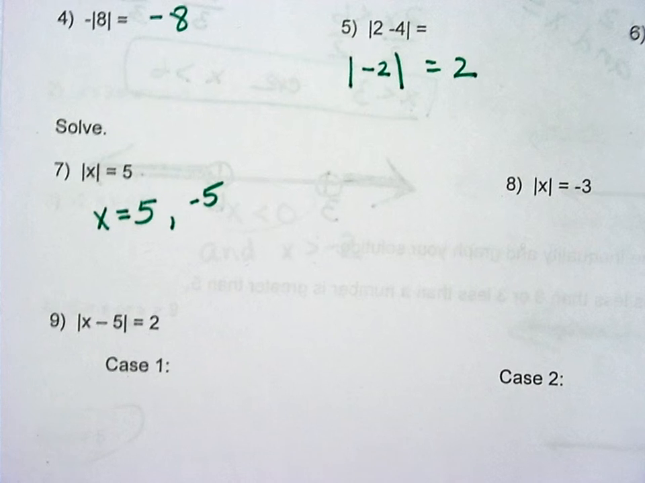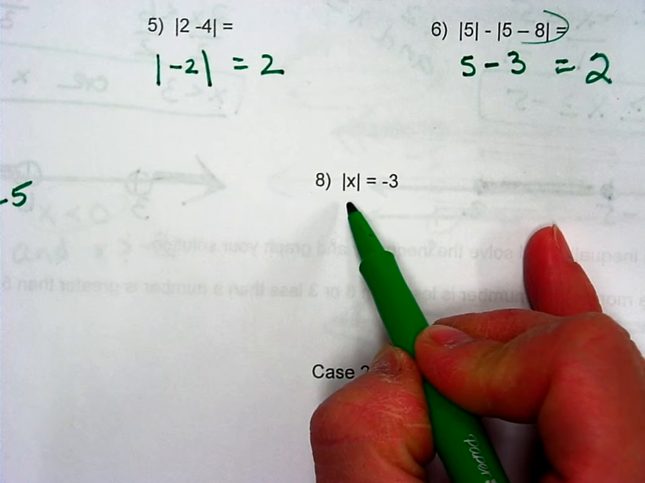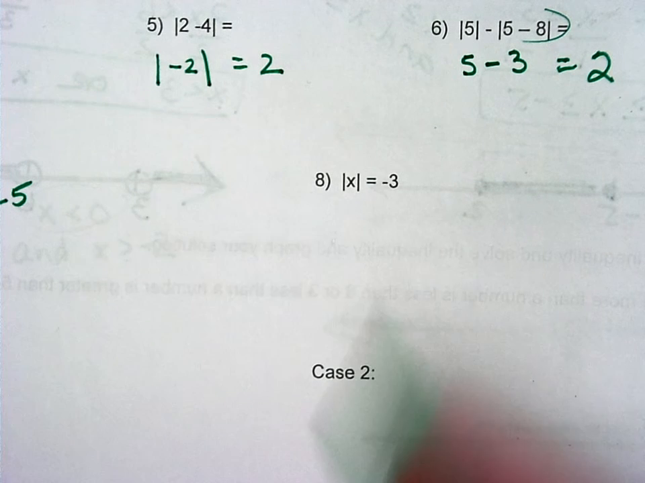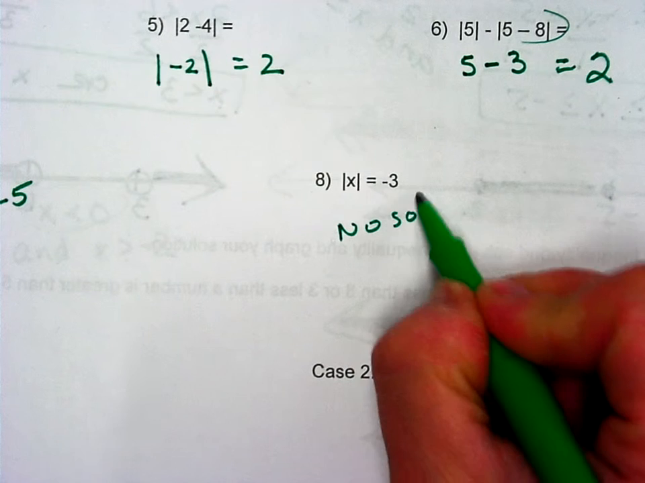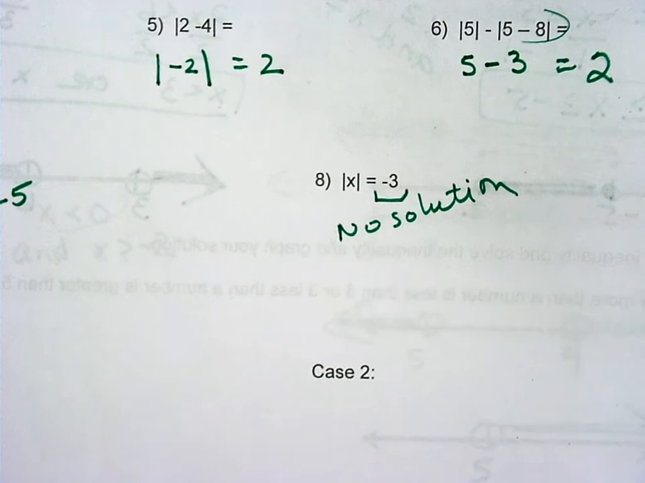Except, look at number 8. The absolute value of some number is equal to -3. Well, the absolute value of any number always has to be positive. So this can never happen, so this is a no solution. Anytime you have the absolute value by itself and the number on the right is a negative number, it will always be a no solution.